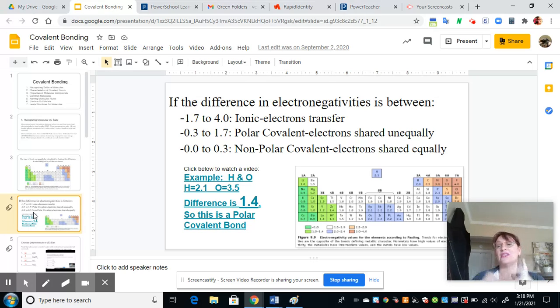Now, if it's ionic, that means they're really different. When you subtract, you're going to get a really high electronegativity difference, like 1.7 all the way up to 4.0. So you can use the numbers on this chart and subtract the things that are bonding to figure out what type of compound you're forming.